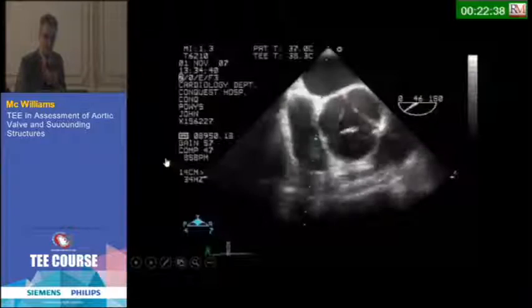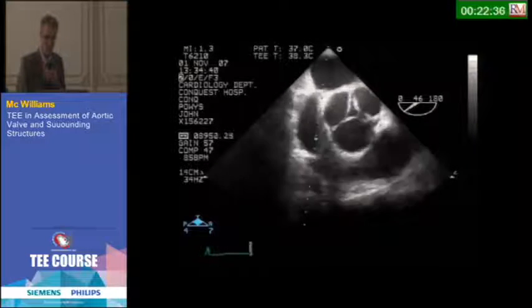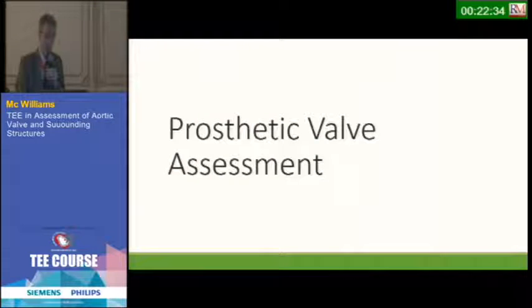Non-coaptation, and this is due to what we call annulo-aortic ectasia. The ascending aortic root was dilated, and this stretched the aortic valve, and this patient required replacement of the aortic root.